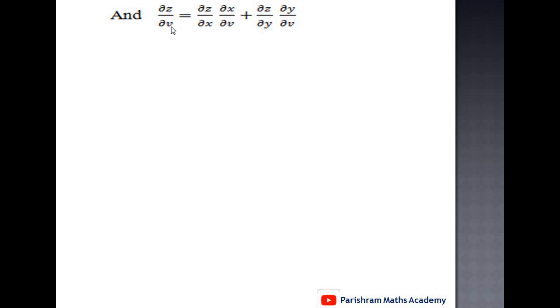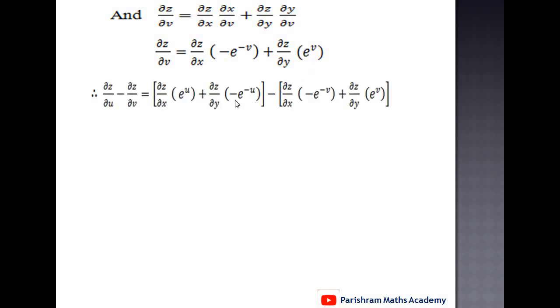Then dou z by dou v equal to dou z by dou x into dou x by dou v plus dou z by dou y into dou y by dou v. We can substitute the value of dou x by dou v and dou y by dou v. We get dou z by dou x into minus e raised to minus v plus dou z by dou y into dou y by dou v, which is e raised to v.